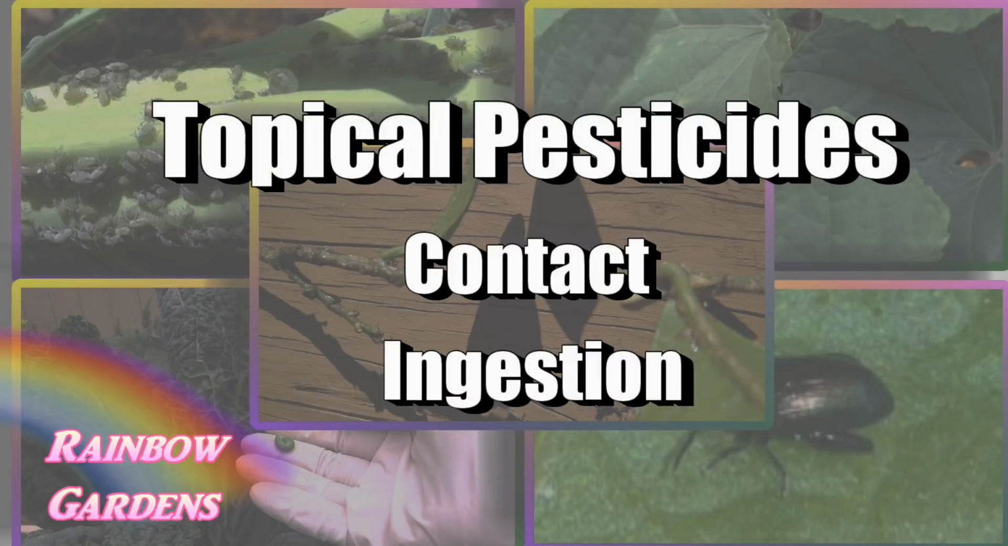So as I mentioned, we're going to look at topical pesticides, and those are usually applied and work through either contact or ingestion. A contact pesticide basically just means you have to hit that insect with that pesticide for it to work. An ingestion pesticide means that that insect has to eat it for it to work.